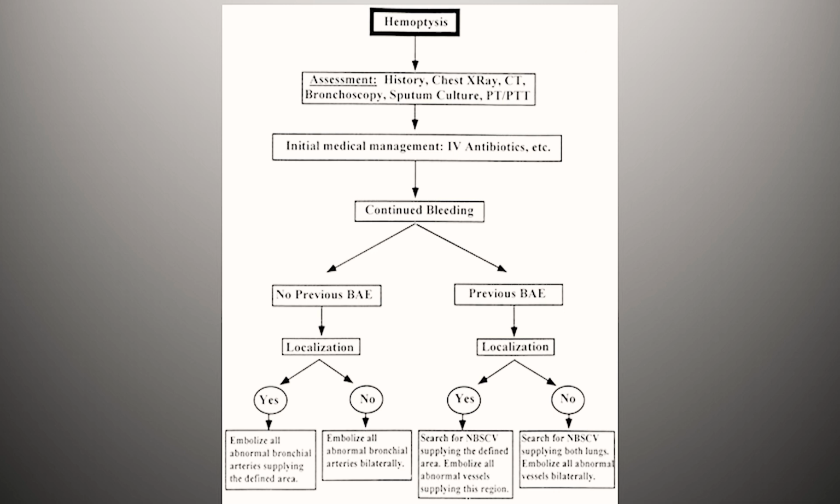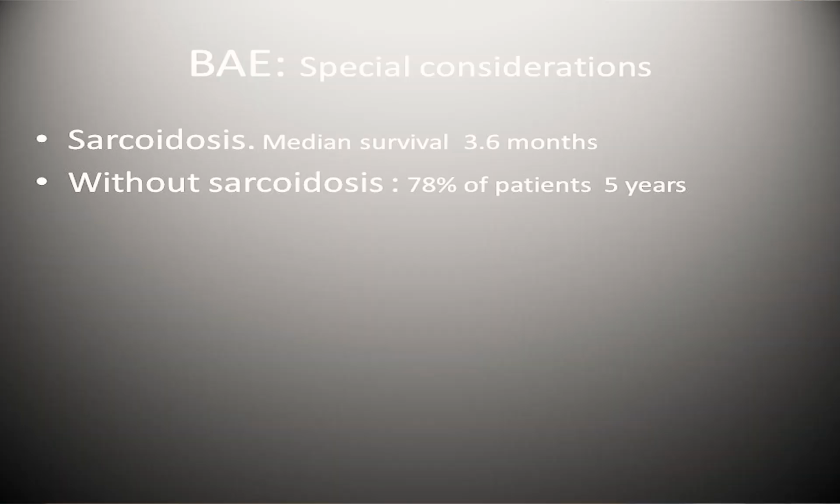Only one thing I would say before stopping: if there is sarcoidosis, then the prognosis of these patients is bad. If they start bleeding and you do embolization on top of that, the necrosis and erosions actually worsen. So their survival is just 4 months or so. But without sarcoidosis, if you do bronchial artery embolization, 78% of patients survive 5 years, which is pretty good.